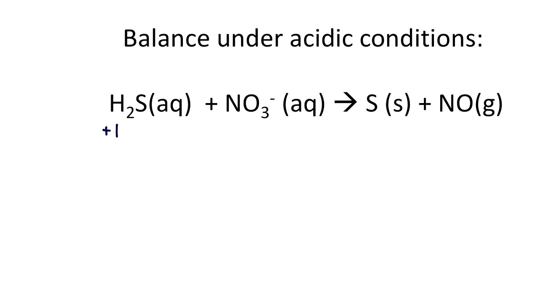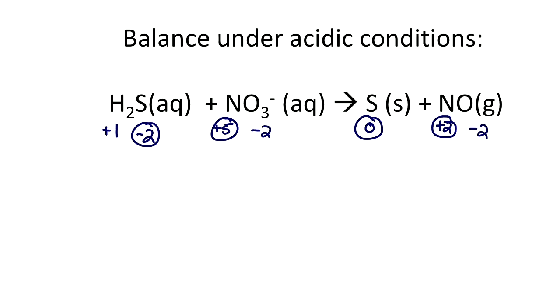Hydrogen is usually +1. Sulfur has what oxidation number here? -2. Oxygen usually has an oxidation number of -2, so that means nitrogen here has to be +5 because there's 3 oxygens, so -6 has to give an overall charge of -1. So that's nitrogen. All right, sulfur on the product side has an oxidation number of 0, yay. And then nitrogen on the product has an oxidation number of +2 because oxygen is almost always -2.